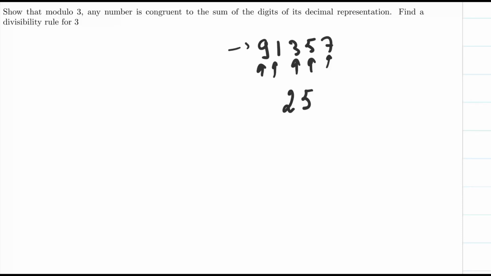In fact, I can go further. I can say, what's the remainder of the division of 25 by 3? I know that 25 is 3 times 8 plus 1. So the remainder of the division of this one by 3 is 1. So the original one, if I divide by 3, the remainder is 1. So this is the criterion, this is the divisibility rule. But why does it work?